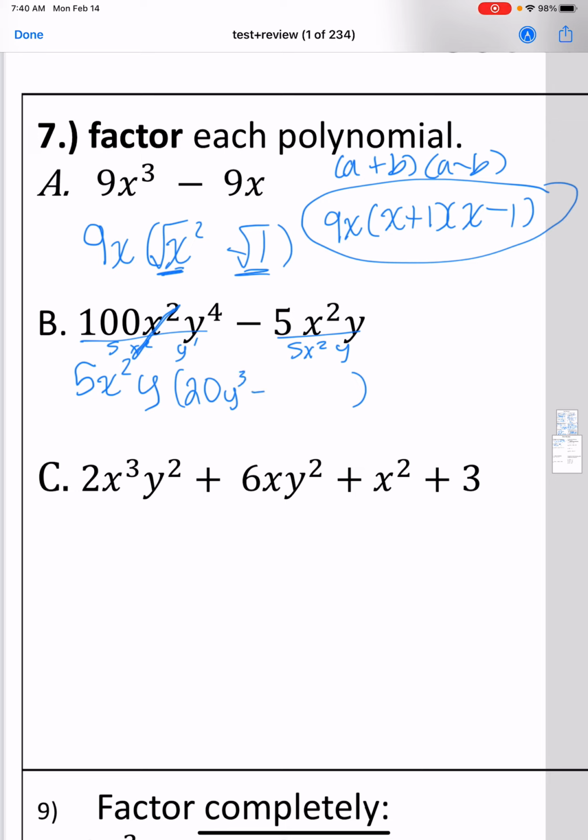In this case, 5 over 5 makes 1. X squared over x squared makes 1. Y over y makes 1. So this is our final answer.